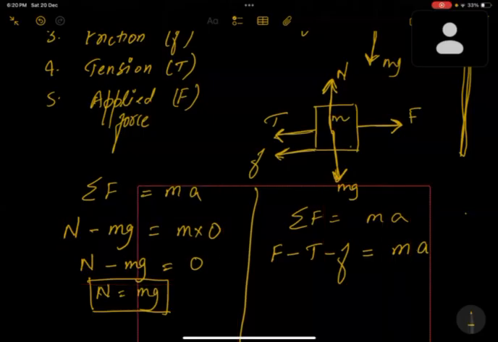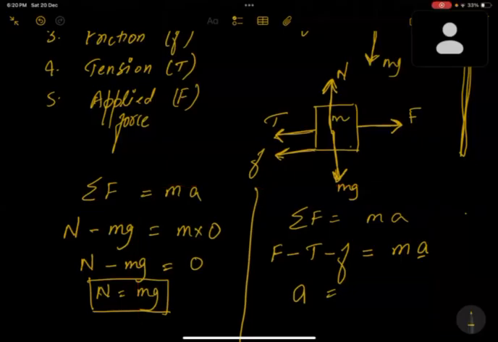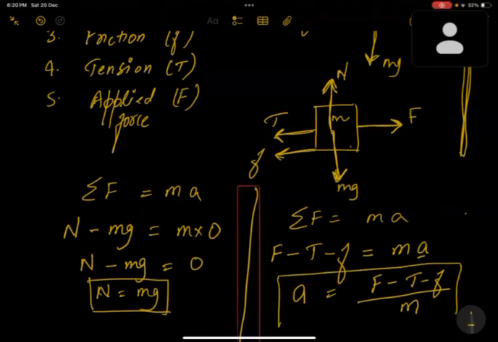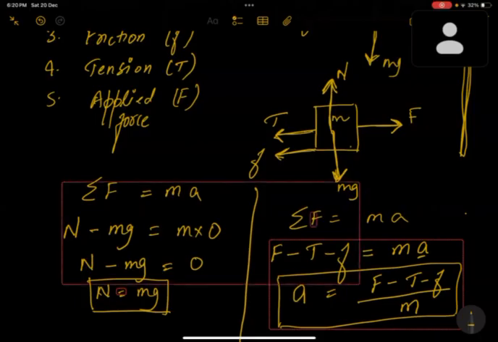From here, we can get the acceleration value. We do cross multiplication and we can write acceleration is equal to F minus T minus small f, that is friction, upon m. This is the acceleration of this object. Do you understand? Yes, ma'am. So like this, we will solve all the problems, all the numericals, and it will be easy. Once you draw the FBD diagram, it will become very easy. You can see all the things very clearly.